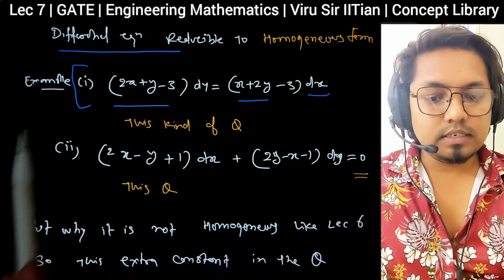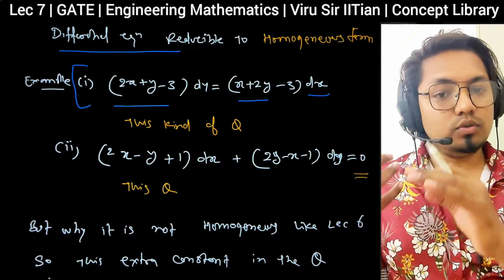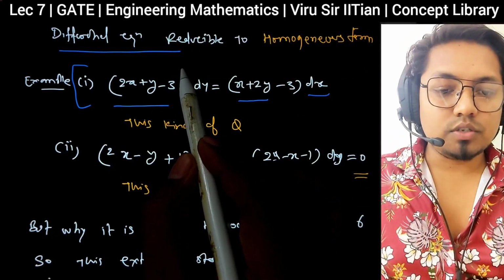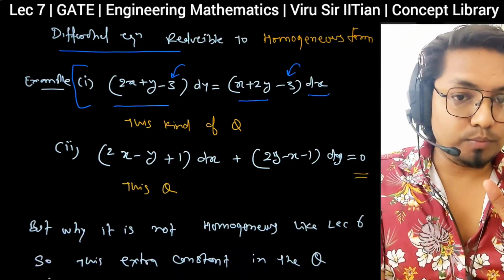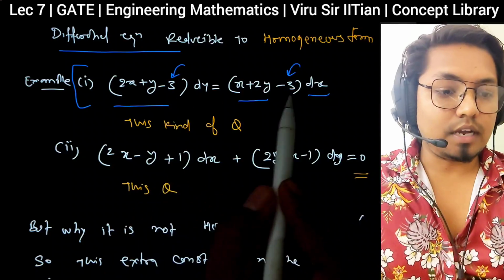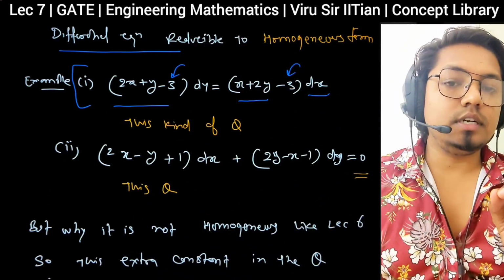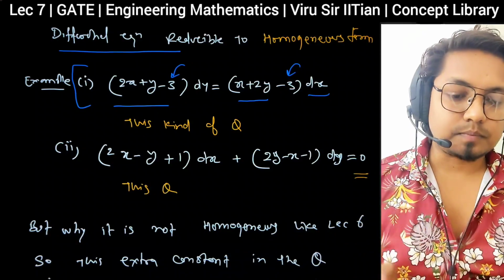Why will you consider this equation as reducible to homogeneous? It is not directly homogeneous. Why? Because of this constant, minus 3 and minus 3 here. I hope you understand. In the previous example in lecture 6, this kind of constant was not present in the equation. This kind of constant will not allow you to figure out the order.